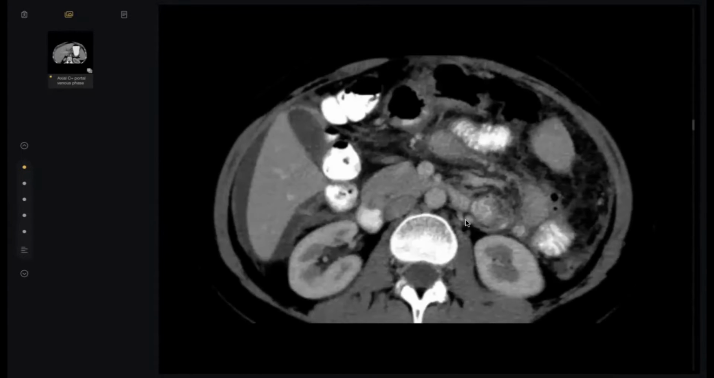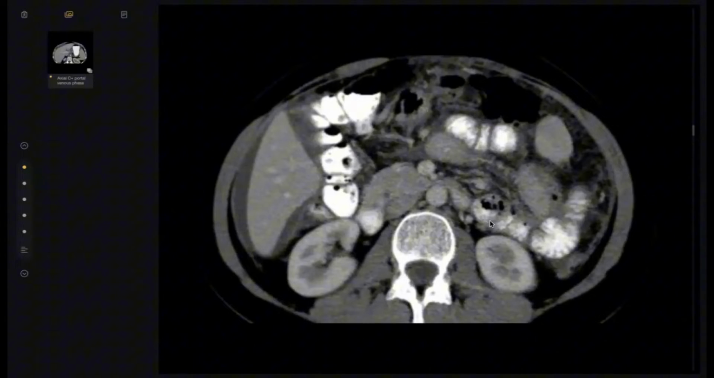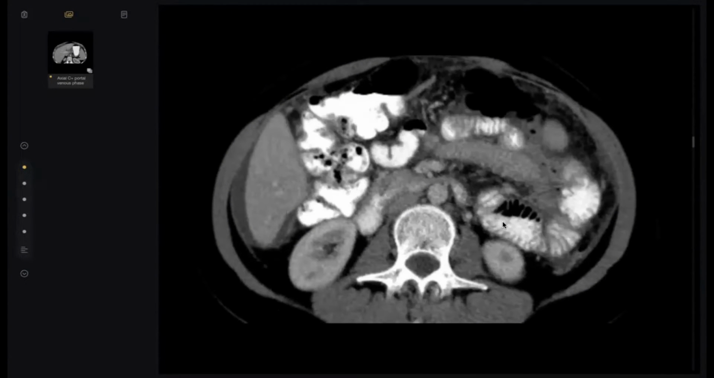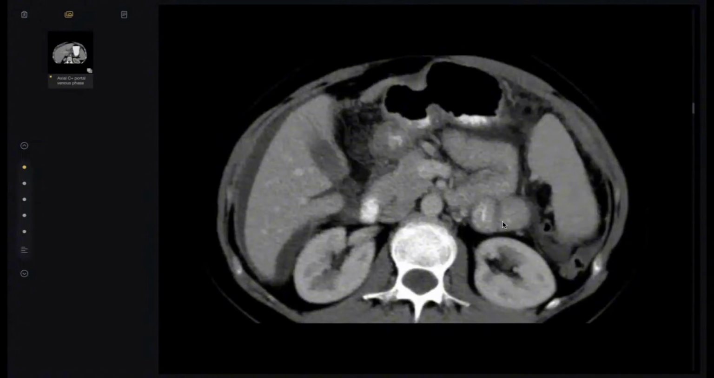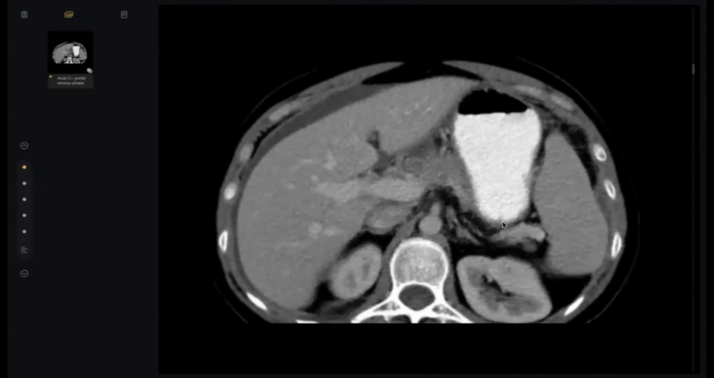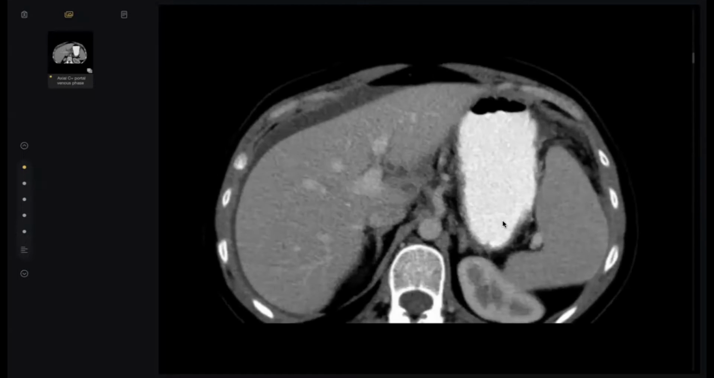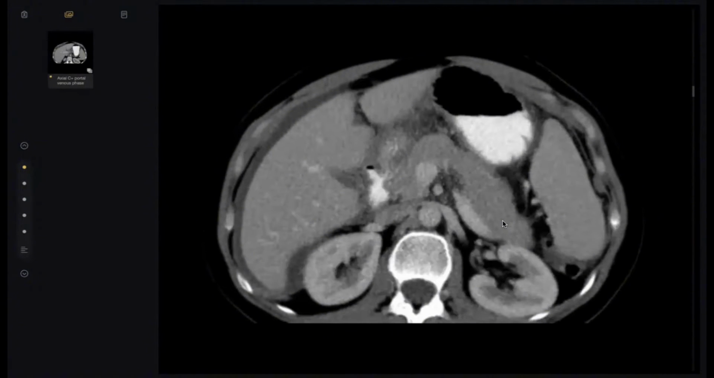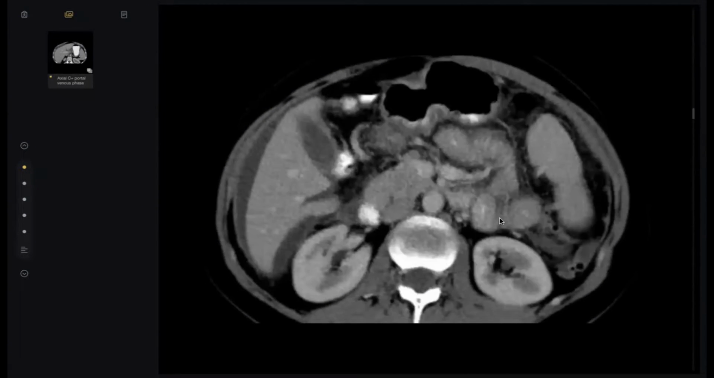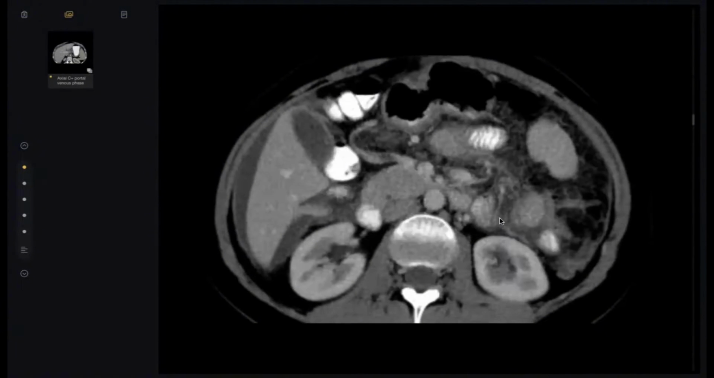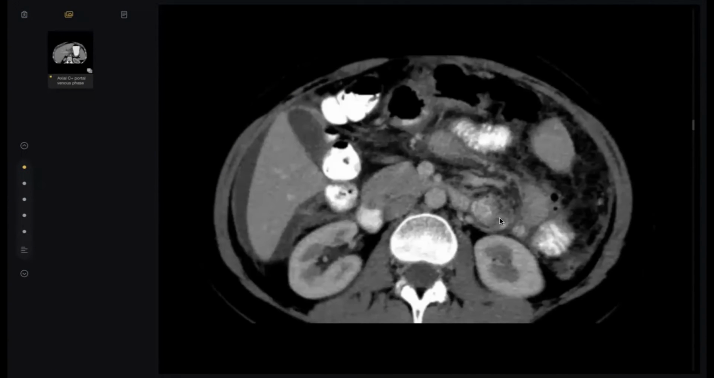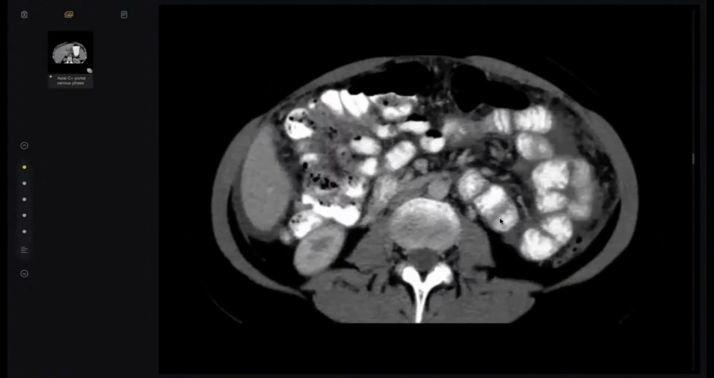Sir, no gross pathology is noted in the gut or kidneys. The suprarenals are okay. So she's having cough, and the cough is not responding to the treatment.